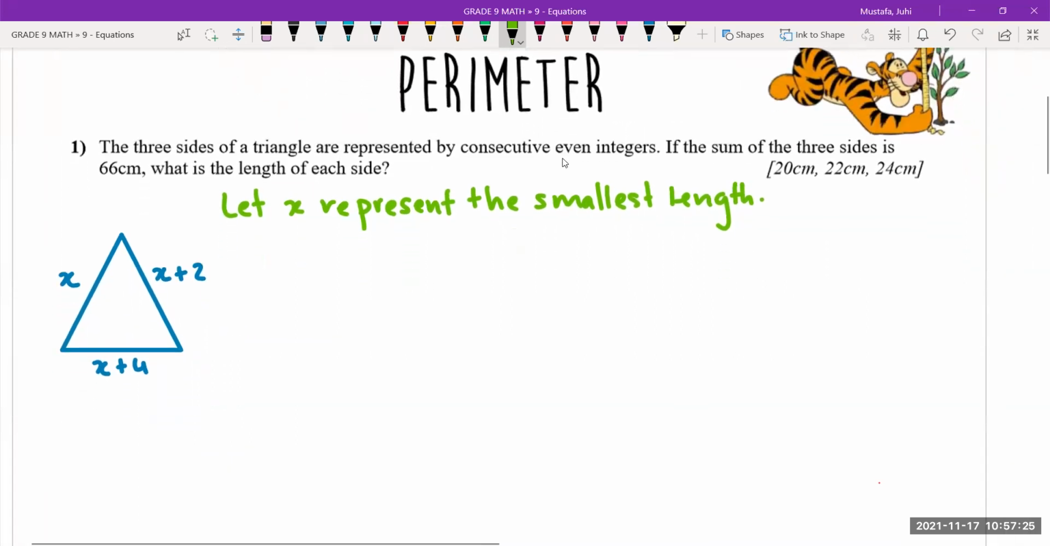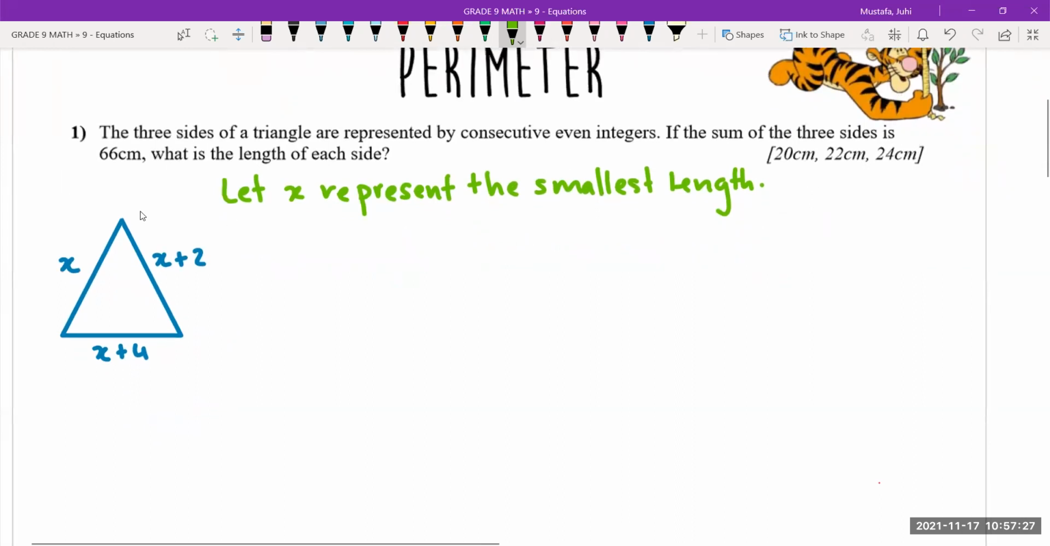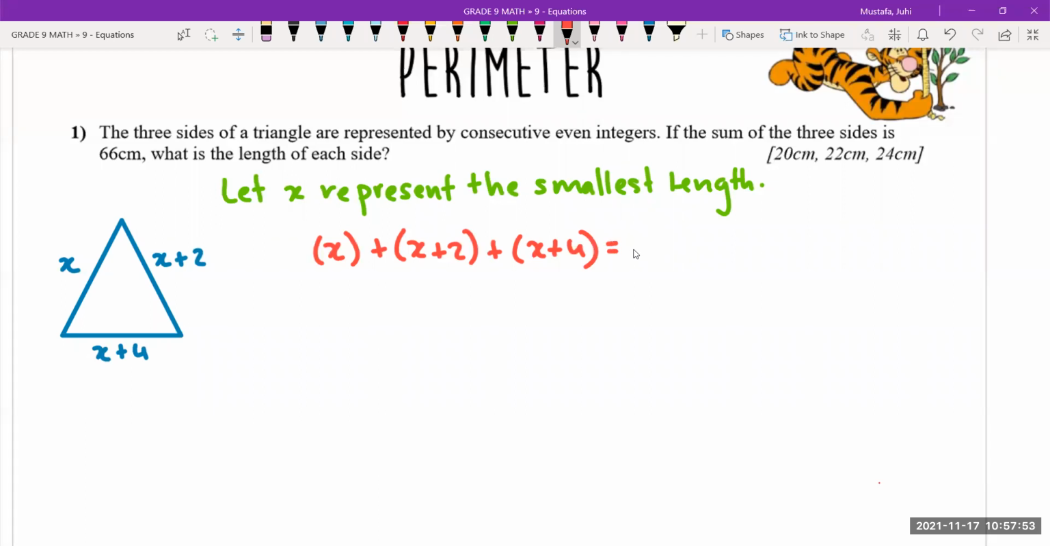All right, the rest of the question says, if the sum of the three sides is 66, what is the length of each side? So what are we going to do with all of these numbers? We're going to add them because the word says sum. And what are we going to let it equal to? 66. Excellent. So we're going to go x plus x plus 2 plus x plus 4 is equal to 66.